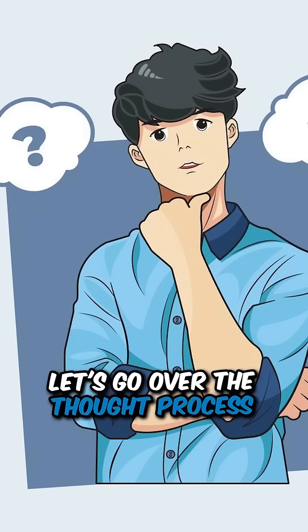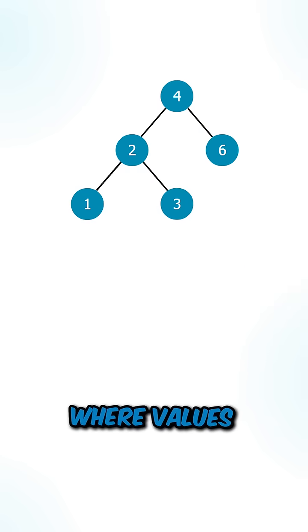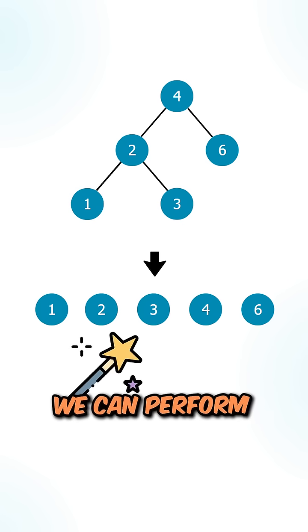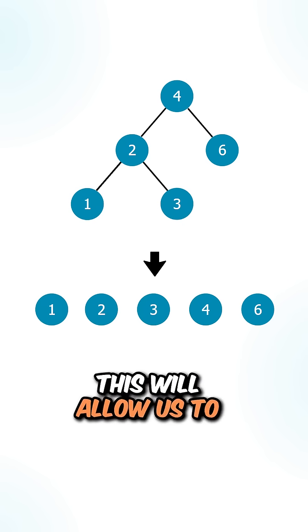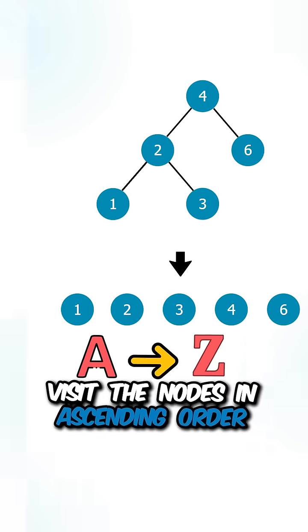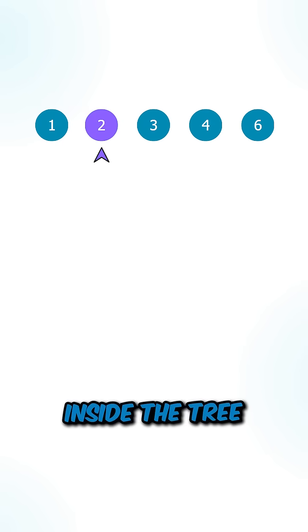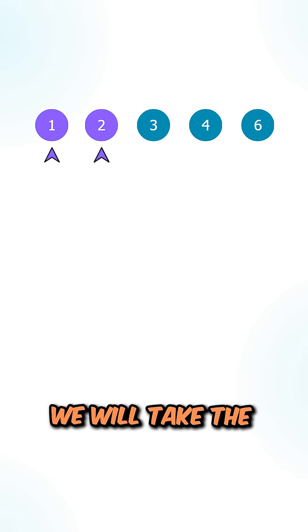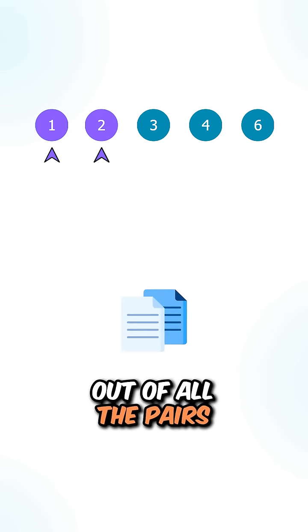Let's go over the DAW process. We want to find two nodes whose values are the closest together. Since we're dealing with a binary search tree, we can perform an in-order traversal. This will allow us to visit the nodes in ascending order. Then for each of the nodes inside the tree, we can calculate the difference between the current node value and the previous node value. We will take the smallest difference out of all the pairs.